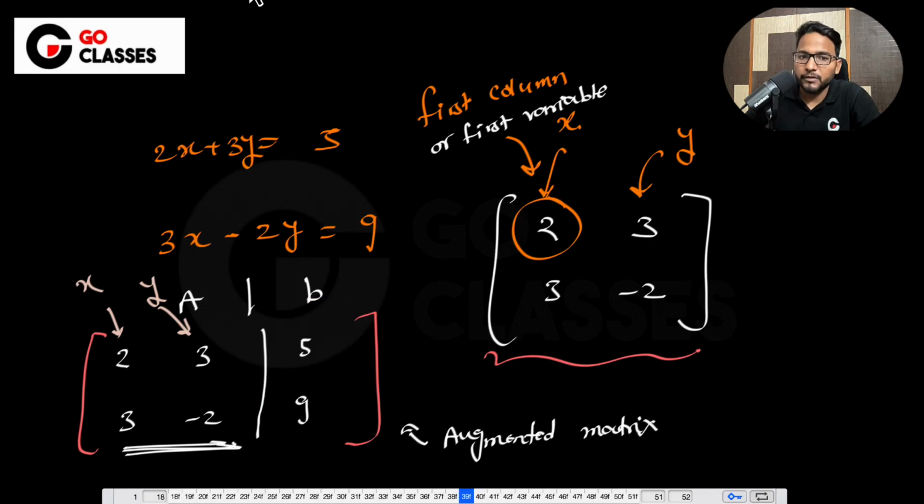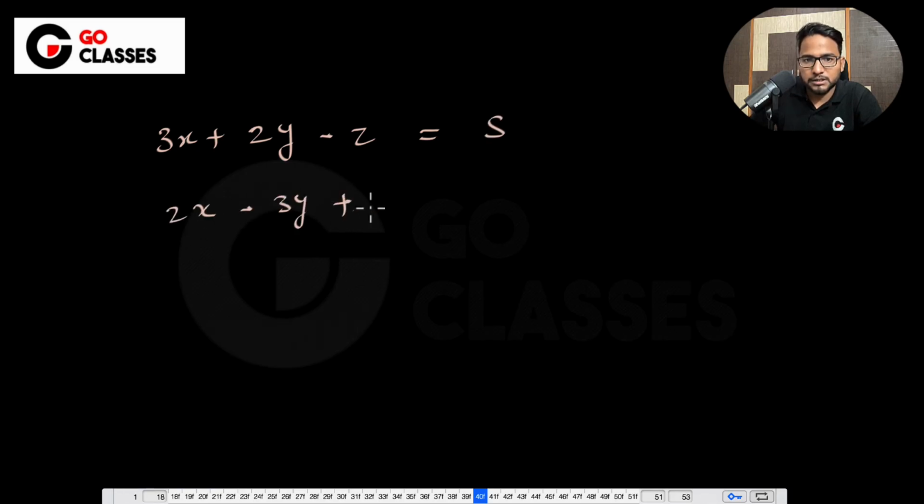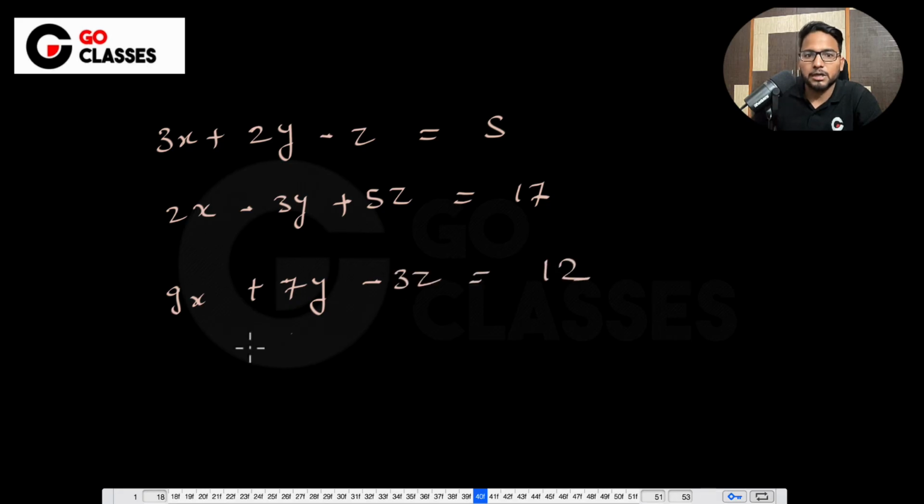Similarly, for example, let's suppose I have a set of three equations: 3x plus 2y minus z equal to 5, 2x minus 3y plus 5z equal to 17, and 9x plus 7y minus 3z equal to 12. Let's suppose these are the set of equations that you have.